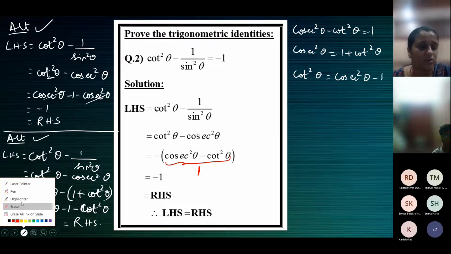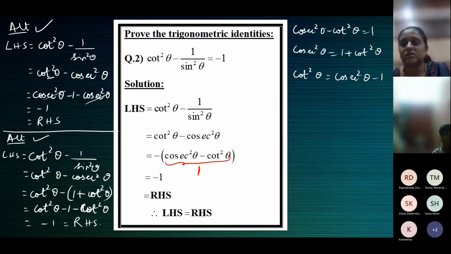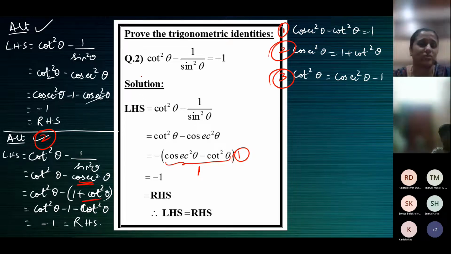You can use the identity in any way. This one, if I call this 1, I've used this identity here in this method. Now this is cosecant square theta is 1 plus cot square theta. If I call this 2, I've used it here in this method. You can use this also: cot square theta is cosecant square theta minus 1. This is 3, I've done it here. Anything you can use. These are the other interpretations of the identity.